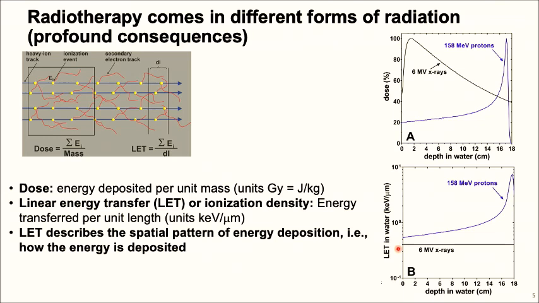For photons, the conventional type of radiation, the ionization density is pretty much constant as a function of depth. On the other hand, for protons, at the entrance the ionization density, or the LET, is small, and then it increases until it reaches a maximum. What's important here is that there's a differential in LET, a differential in ionization density: at depth, at the tumor, the ionization density is high, and in normal tissue, the ionization density is low.